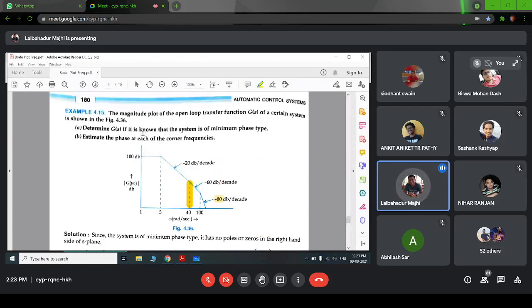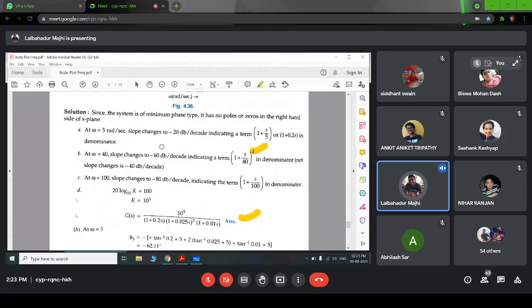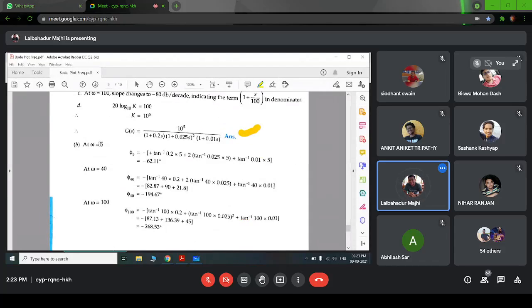Similarly, the next question is to estimate the phase at each of the corner frequencies. How can we calculate the phase angle in the phase angle plot? So for these different frequencies, this will be the phase angle. We can roughly plot the phase plot also at these three frequencies.